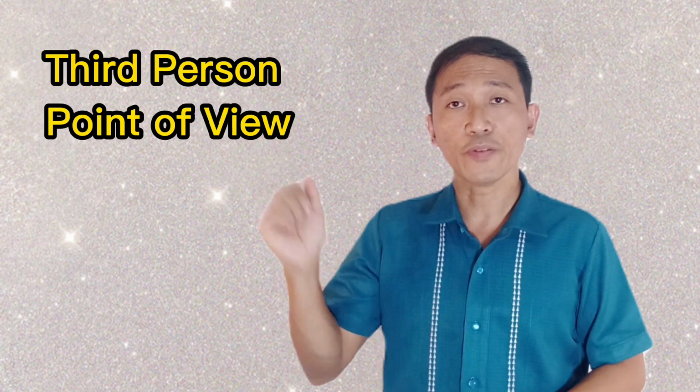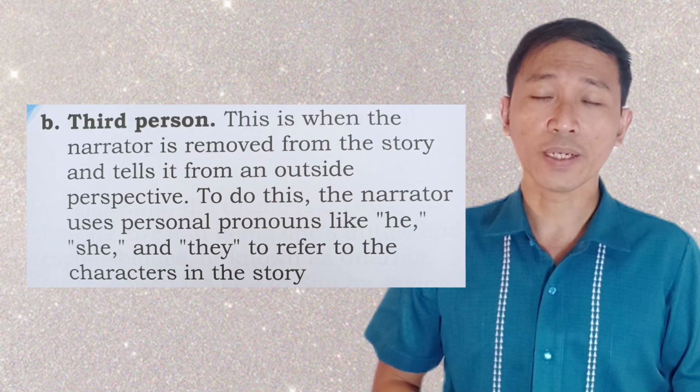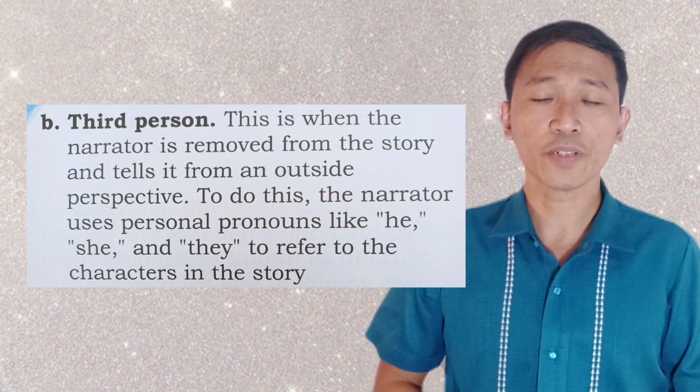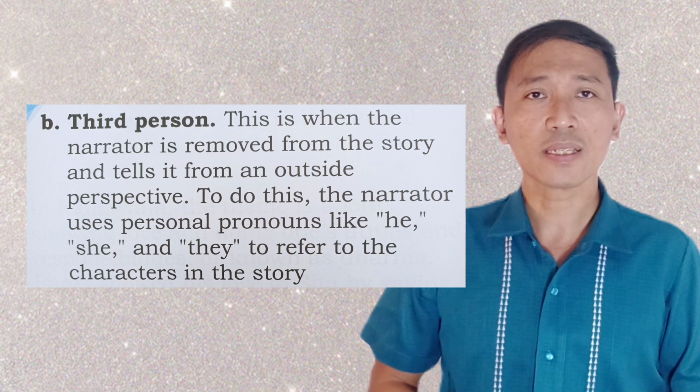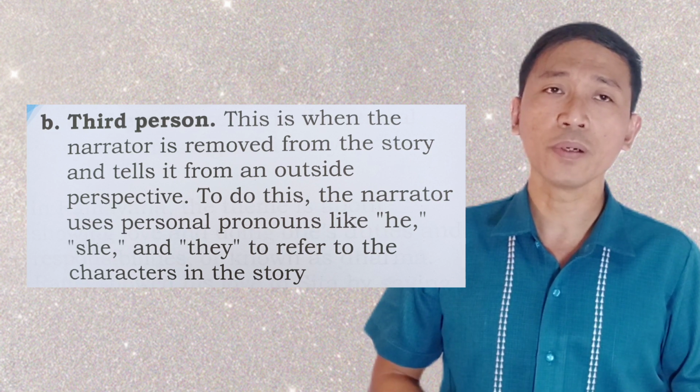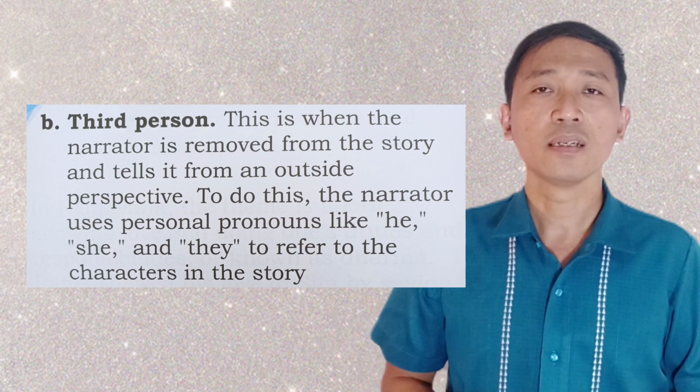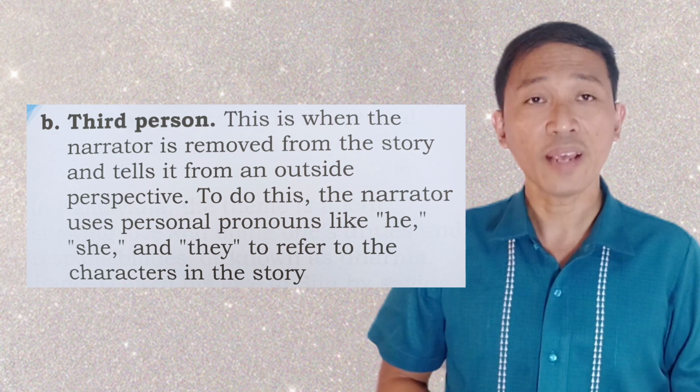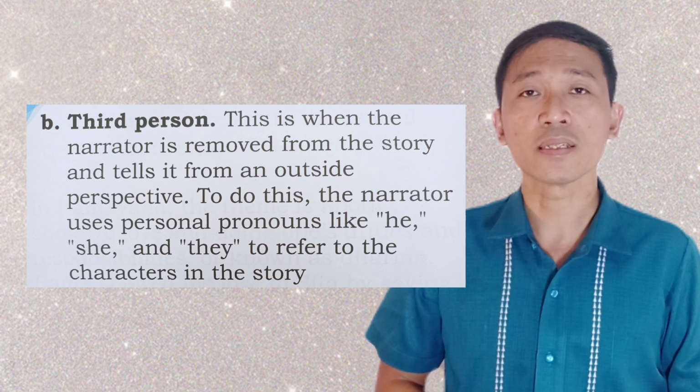Third person point of view. This is when the narrator is removed from the story and tells it from an outside perspective. To do this, the narrator uses personal pronouns like he, she, and they to refer to the characters in the story.